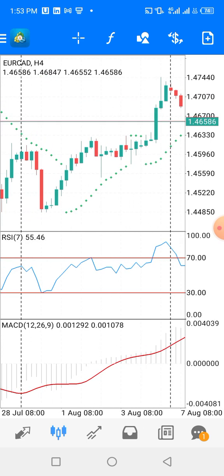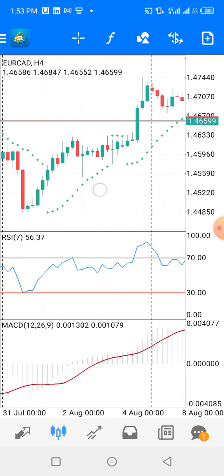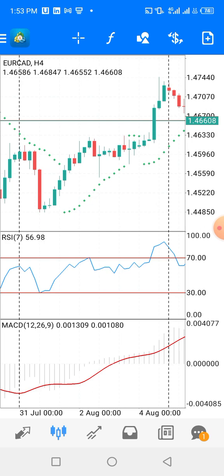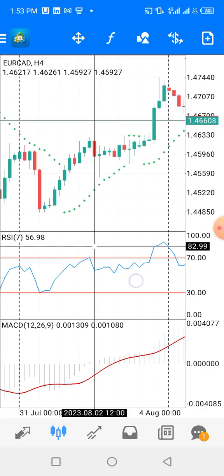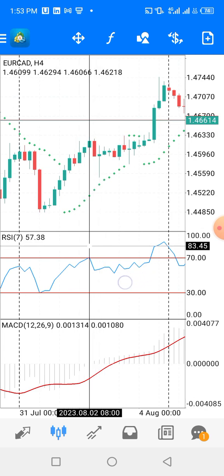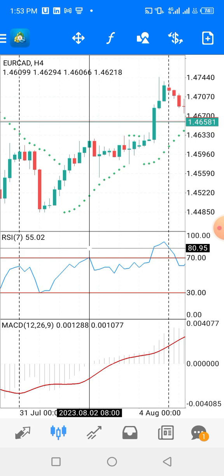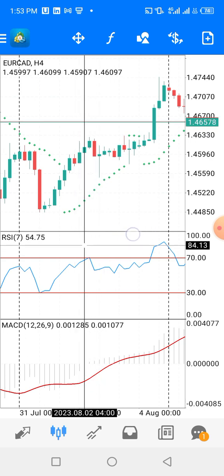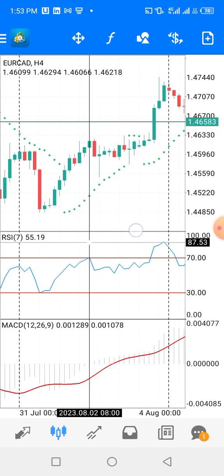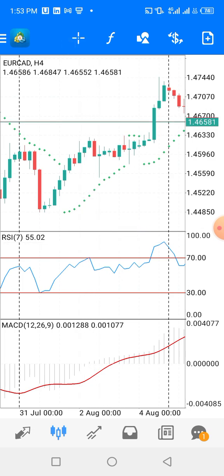Yes, here we could see that our Parabolic SAR is below, indicating that we should be buying. But let's see if we can buy. We can only buy at this particular level of the RSI, because the RSI touched the 70 level. So since it touches the 70 level, we can put our buy over here, over this level, and then we set our stop loss below.